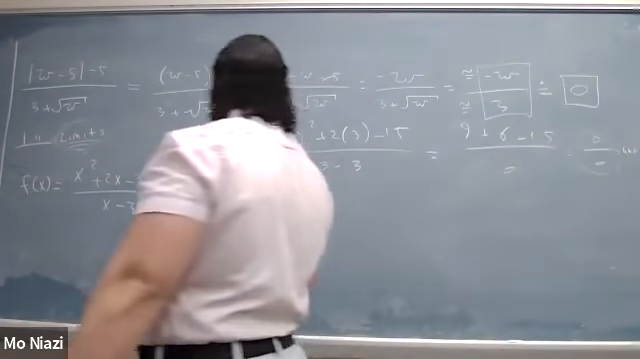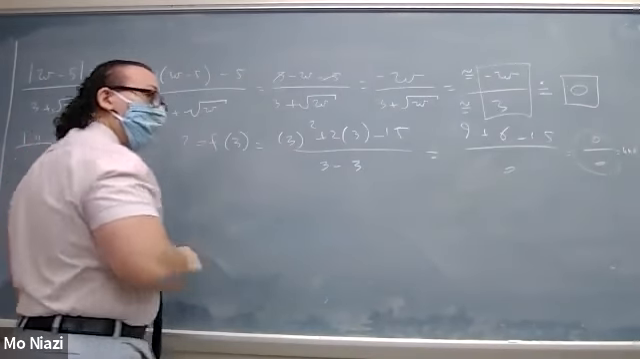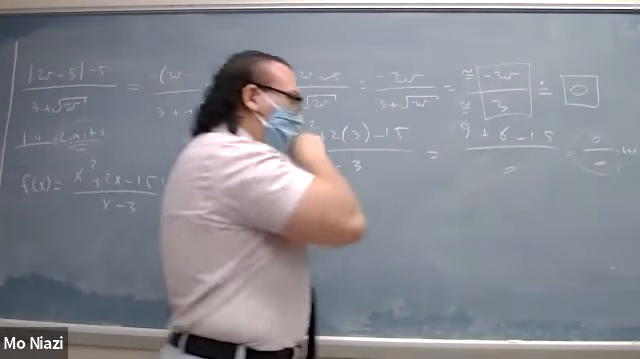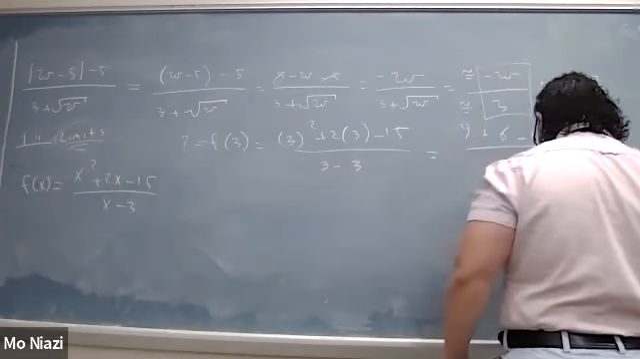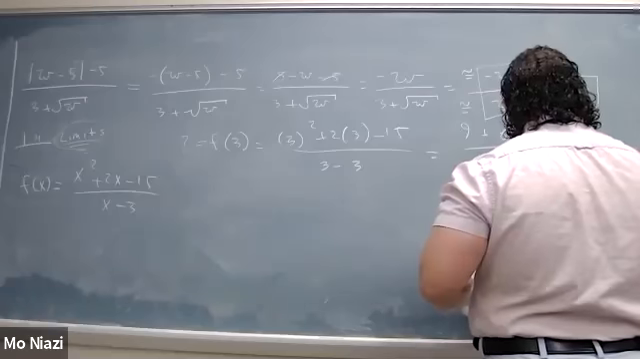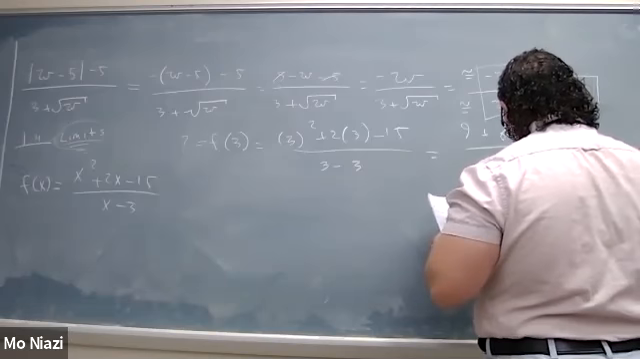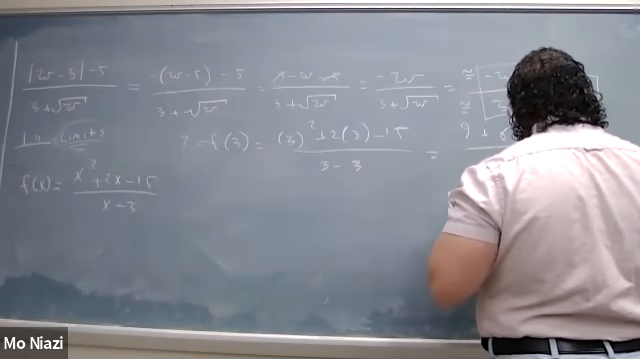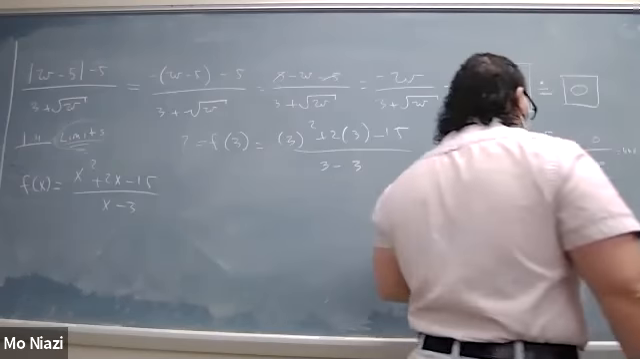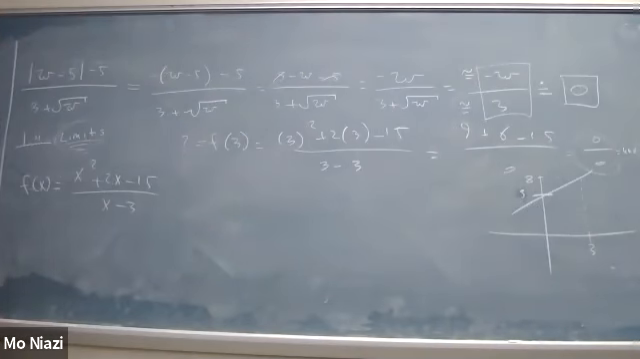So f of 3 doesn't exist, right? It doesn't. Why is it that we can graph this function, and it looks like f of 3 exists and it equals 8?